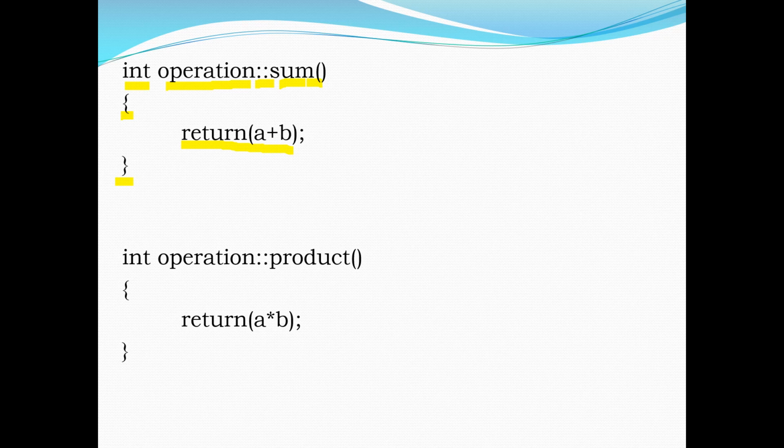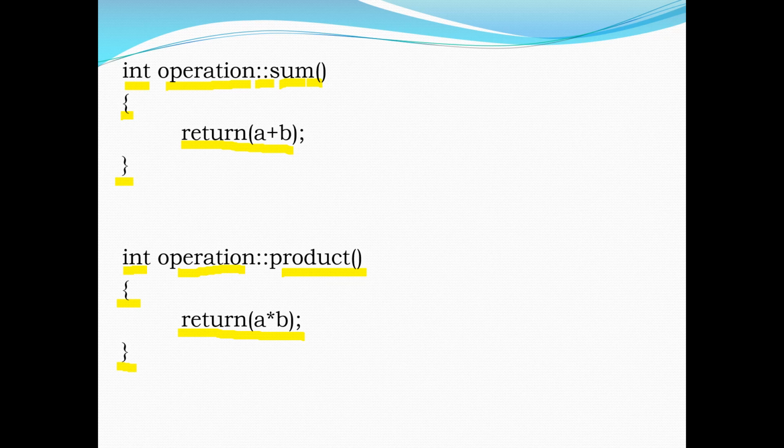Same thing we are going to follow: the return type as int, the operator as the class name followed by the member function called product. Once I want to open the body, I use a symbol called an open brace, and I'm going to write the calculation part. As soon as the calculation part is over, I'm going to close the body using a flower bracket. This is how you create the member function outside the class.